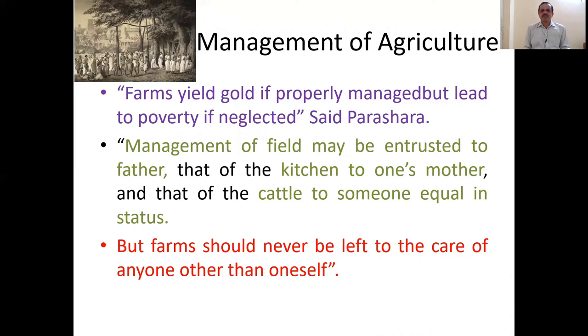Parashara very clearly says on it. Management of the field may be entrusted to the father. So in a family, in a house, how it should be managed is also very clearly mentioned. Management of the field may be entrusted to the father, that of the kitchen to one's mother, and that of the cattle to someone equal in status. But farm should never be left to the care of anyone other than oneself. See how much stress he had given for carrying the farm.